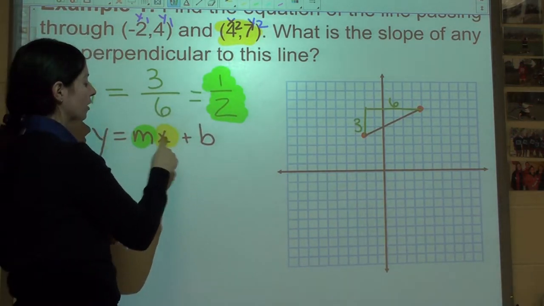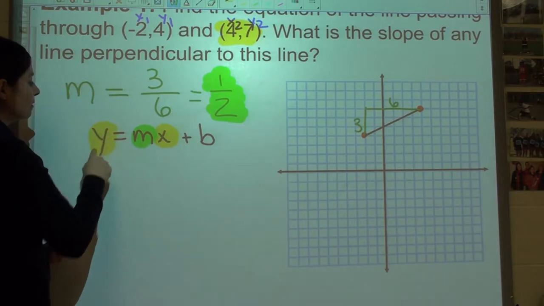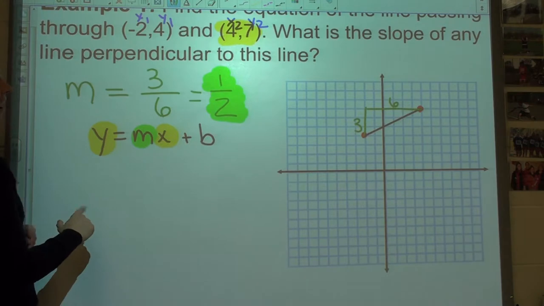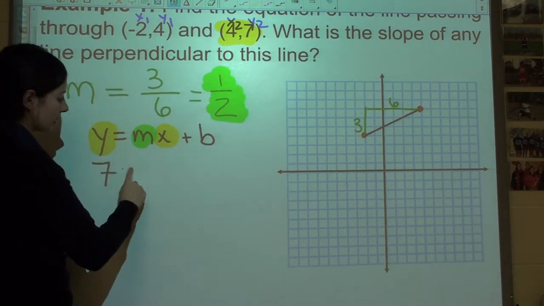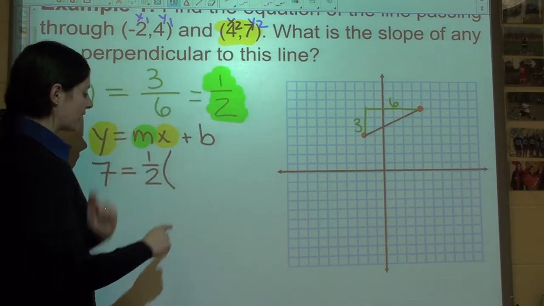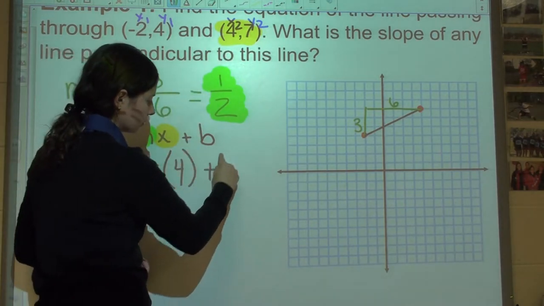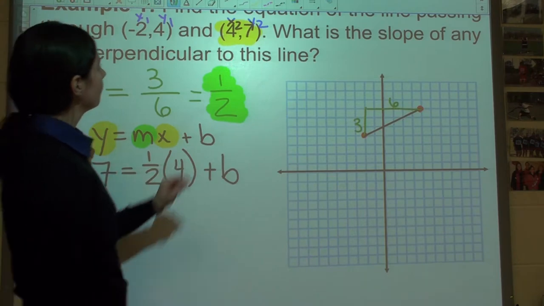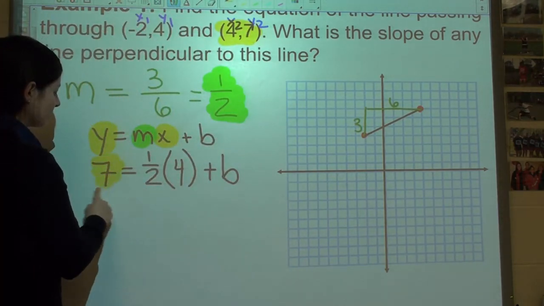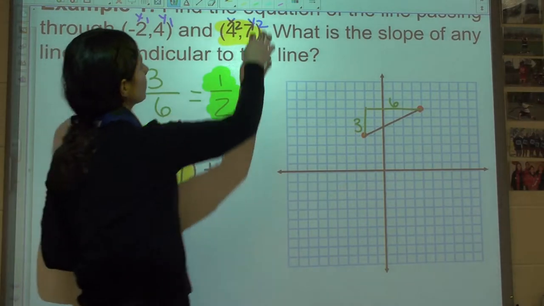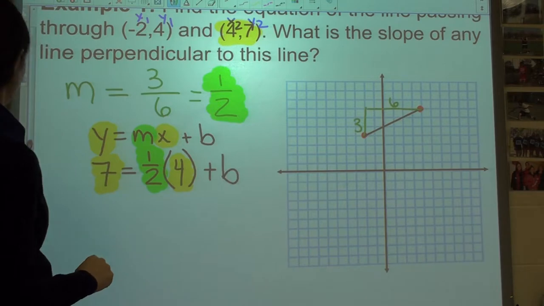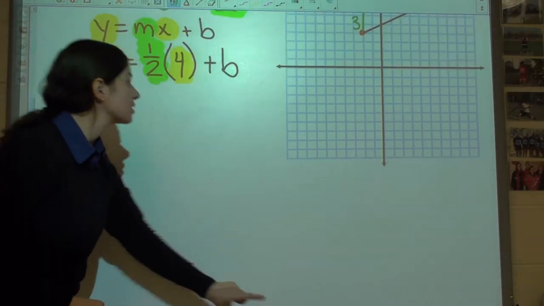So I'm going to plug 4 in for x, and I'm going to plug 7 in for y, and then we're going to solve for b. So I have 7 for y equals 1/2, which was my m, times my x value of 4, plus b. And again, we're just getting these from what we were given in the original equation. So we've got 7 for y and 4 for x, and then we've got 1/2 over here for m. All right, so now we need to start solving.